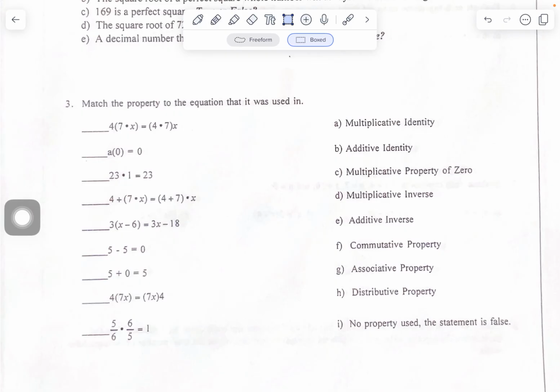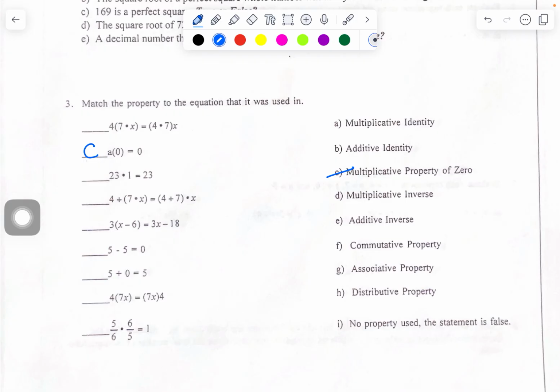On the front side, you are to match up the properties with the equations that are written. If I were to approach this, I would start with the ones that I know first and use the process of elimination. I know, for example, that the multiplicative property of 0 is when I multiply a number by 0. So the second one down would be C. When I multiply a number by 0, the product is 0.